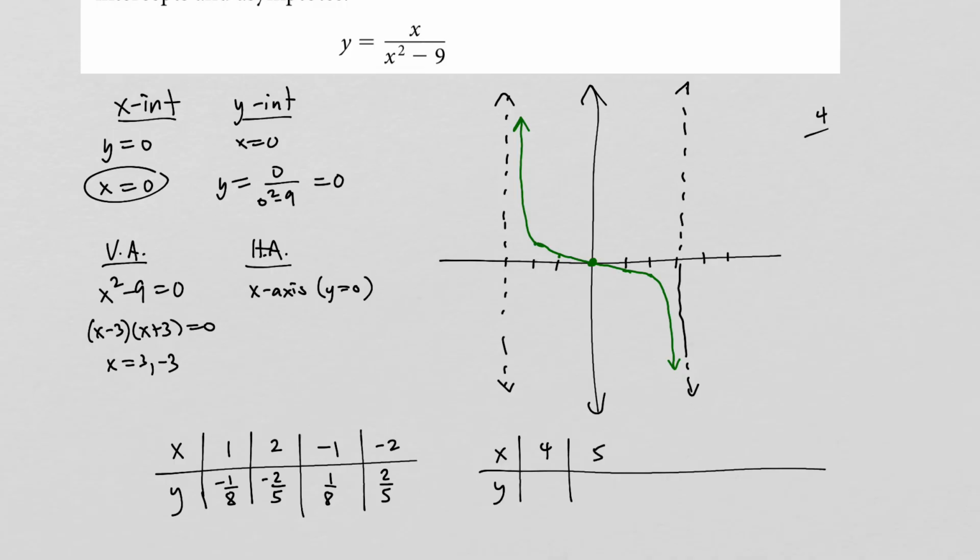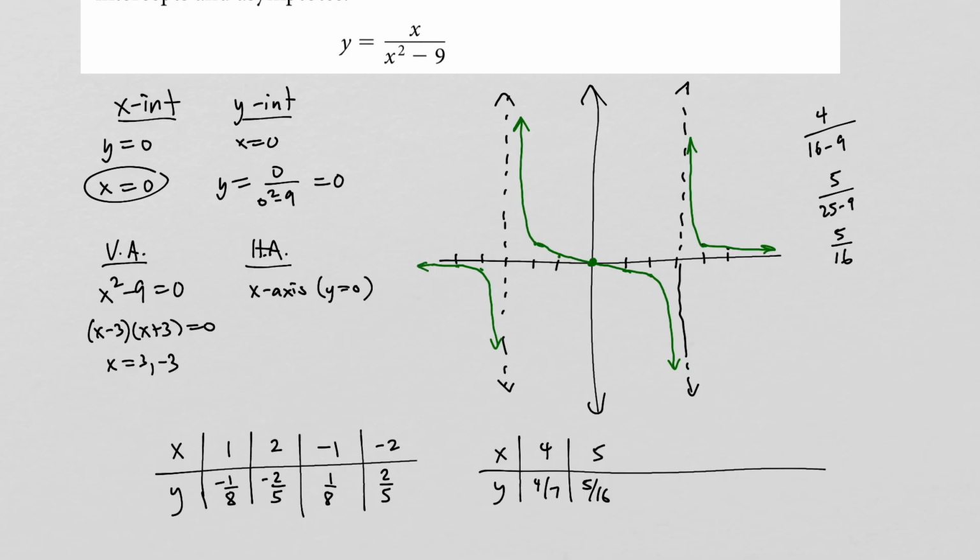If I plug in 4, I get 4 divided by 16 minus 9. That's 4/7. If I plug in 5, I get 5 divided by 25 minus 9, which is 5/16. So when I plug in 4, I'm getting 4/7, and then I'm getting 5/16, which is a little bit lower. So what's happening here is this is getting close here, and right at x equals 3, of course, it's going up like this. And then I'll let you do this part, but if you plug in x equals negative 4 and negative 5, you will see that you get this behavior.